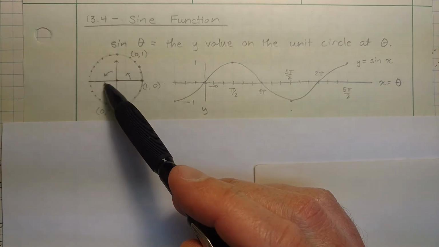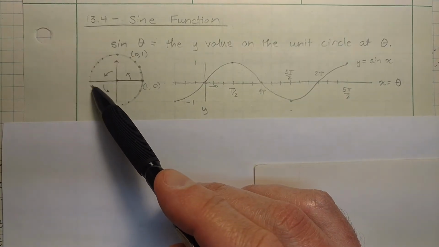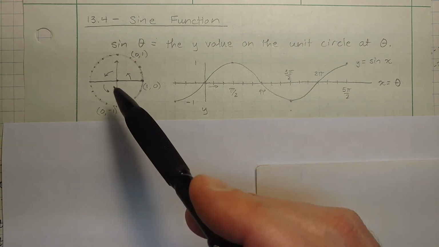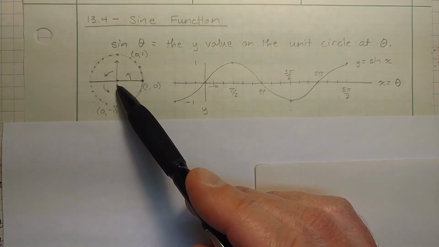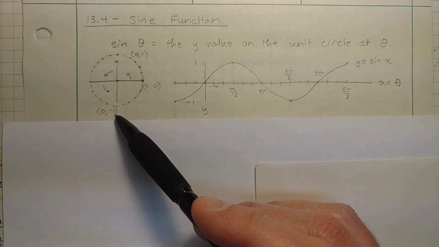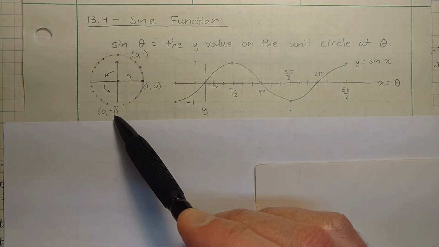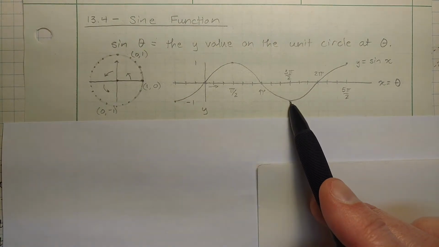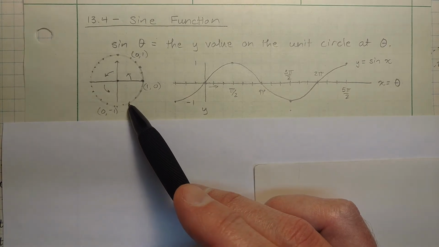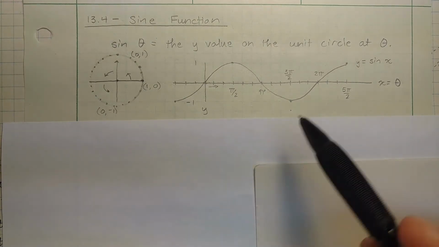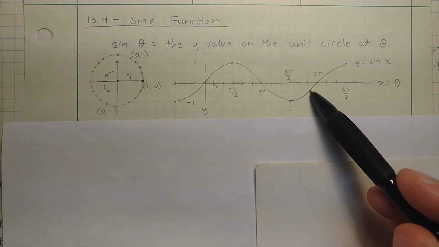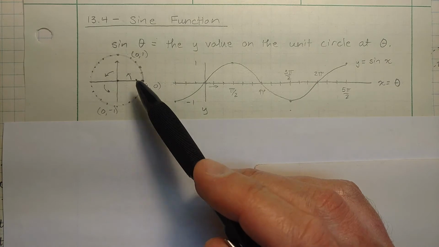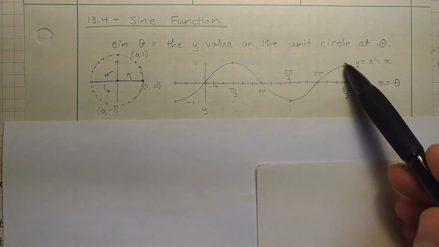Then as I continue to go beyond pi, notice now my y values go negative. When I get to this angle here, 270 degrees, or 3 pi over 2, my y value is negative 1. That's the lowest the sine value will get. Then as I continue on, the y values start to increase. They're still negative, but they start to increase, until I get back to 2 pi, which is one full circle, 360 degrees. I'm back to 0, and the whole pattern starts over again.